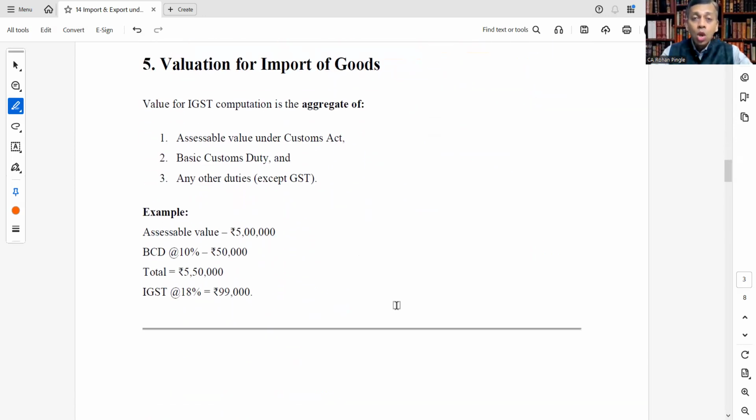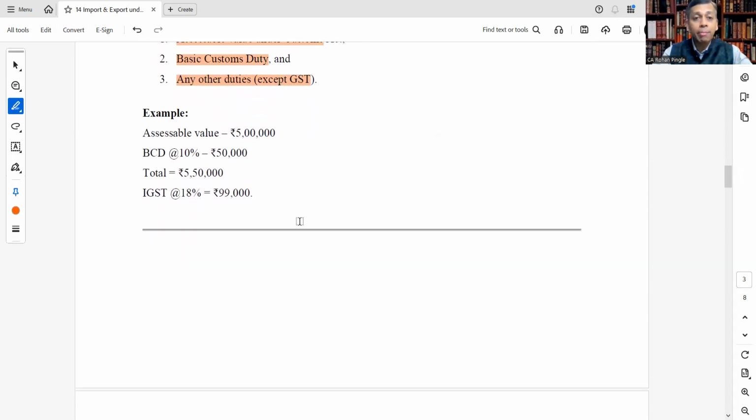How to value? The value for IGST computation is the aggregate of what? The assessable value under the Customs Act, basic customs duty, and any other duties except GST. So the value for IGST computation is the aggregate of the assessable value under the Customs Act plus basic customs duty, and any other duties should also be added except GST. So let's see an example, you will understand better.